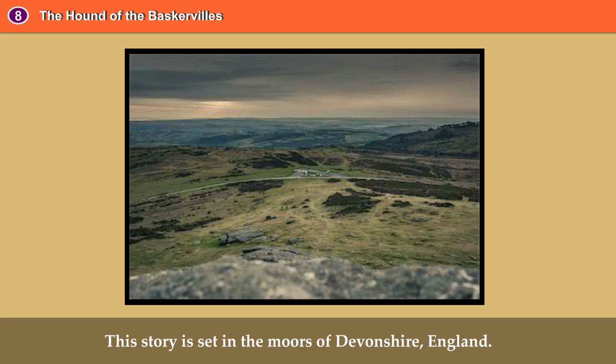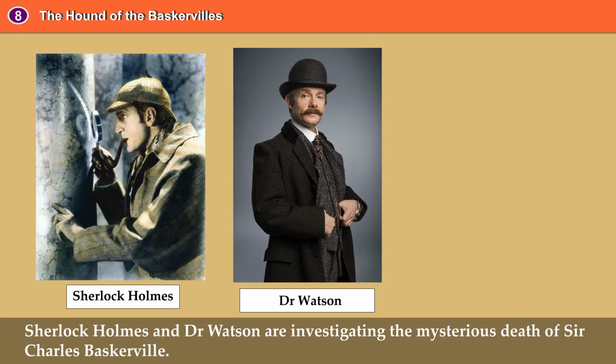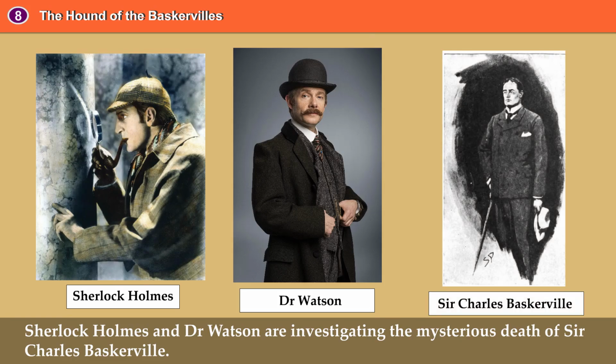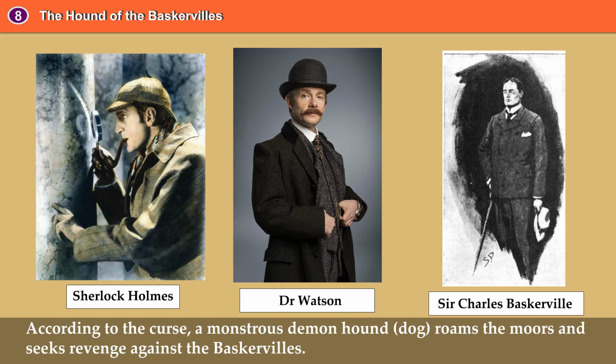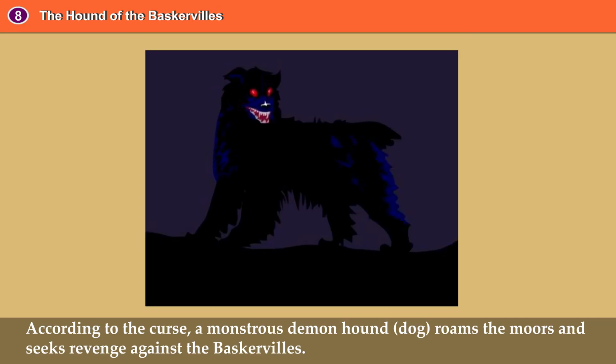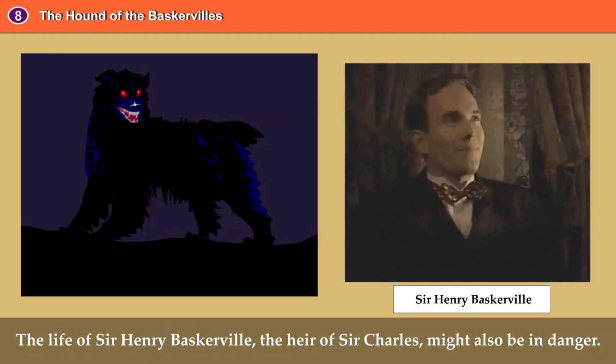This story is set in the moors of Devonshire, England. Sherlock Holmes and Dr. Watson are investigating the mysterious death of Sir Charles Baskerville. The death was caused by a heart attack, but the local people think that Sir Charles' death is connected to a 200-year-old family curse. According to the curse, a monstrous demon hound dog roams the moors and seeks revenge against the Baskervilles. The life of Sir Henry Baskerville, the heir of Sir Charles, might also be in danger.